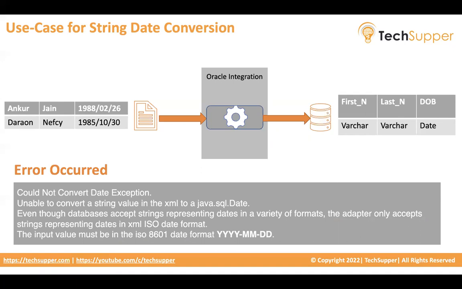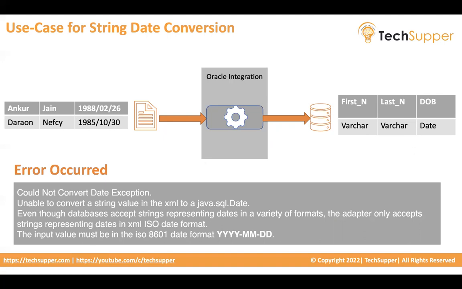Usually people face this and do not know how to change it, because we don't have a standard function which can do this string date conversion into a different format. So we may need to do some substring here. The input value must be in the ISO 8601 date format, like YYYY-MM-DD. The source can be another format too, like 26-02-YYYY, but you need to convert it into this particular format. Then only your database is going to accept it.